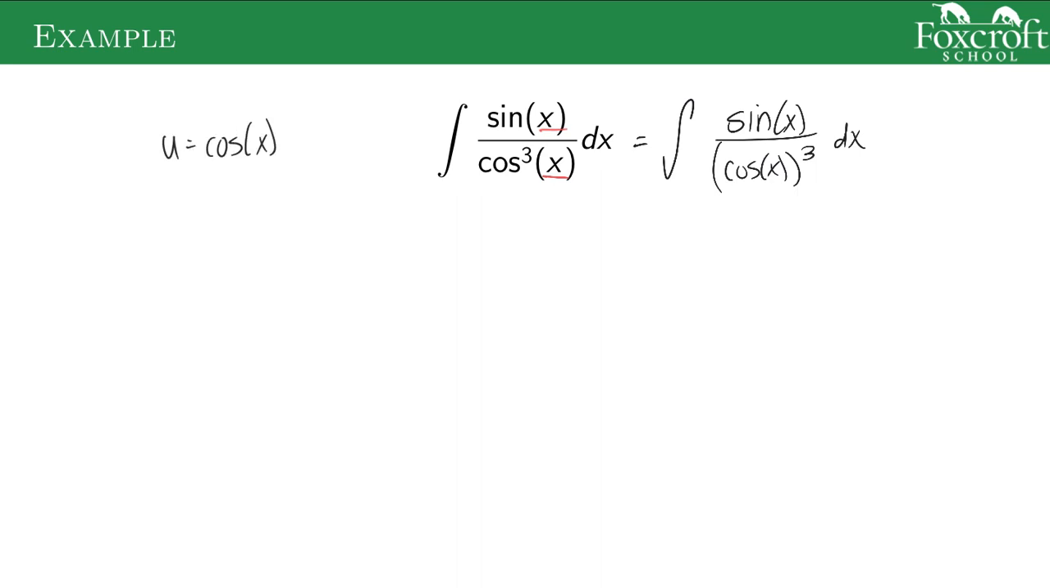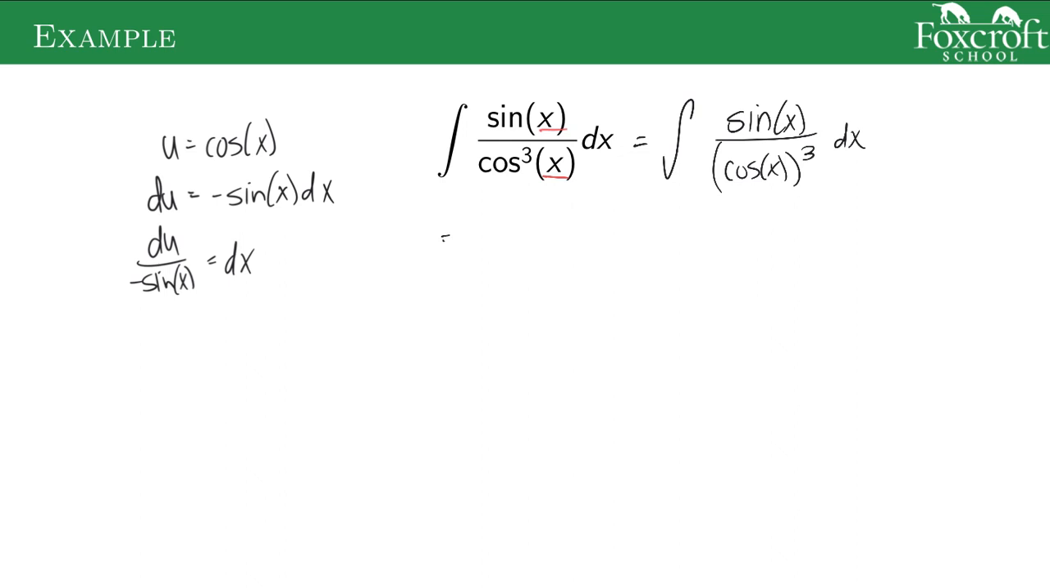I just said I'm going to try because sometimes you pick a u and it just doesn't make the problem simpler. It doesn't work out. So you won't always know right off the bat what u should be, but don't be scared to try things. du is going to be negative sine of x dx, divide by negative sine.